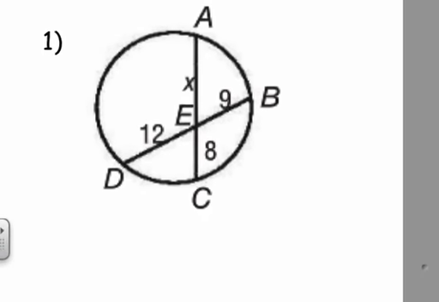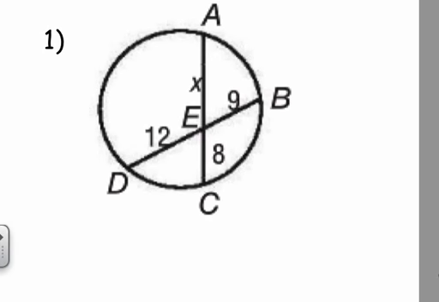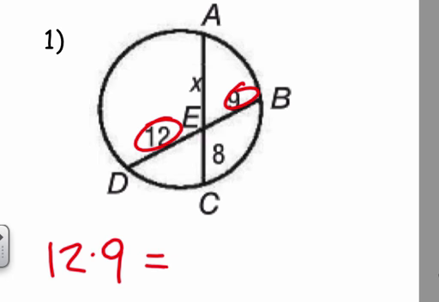So let's go ahead and try that here. Taking a look, I'll deal with this first chord, DB. Well, part times part. So I got 12 times 9, and I'm going to set that equal to part times part on the other one, 8 times x. So piece times piece, or part times part, when they intersect on the inside. So 8 times x. And now it's just our algebra.